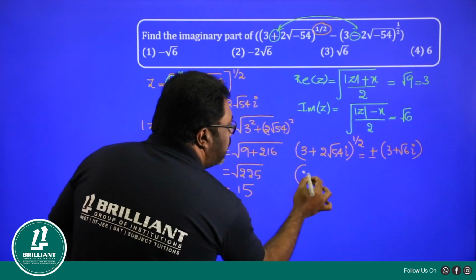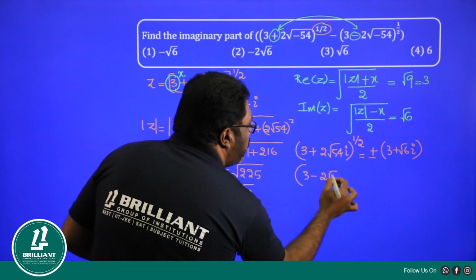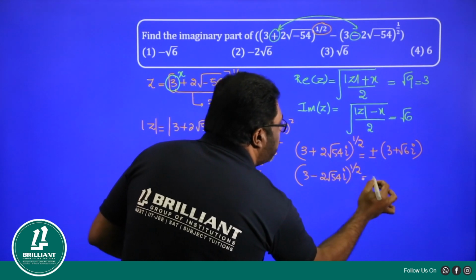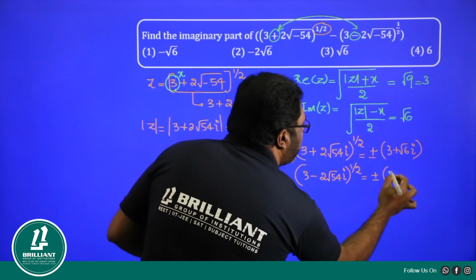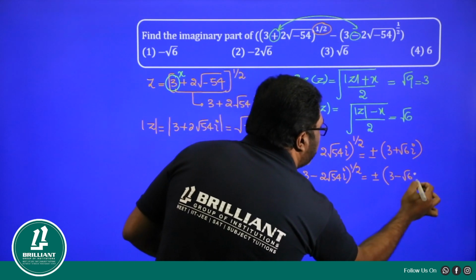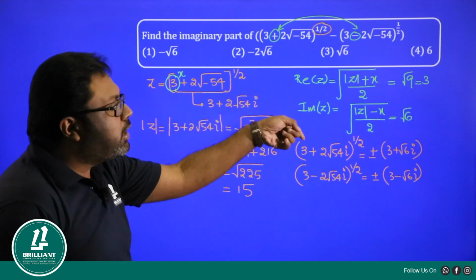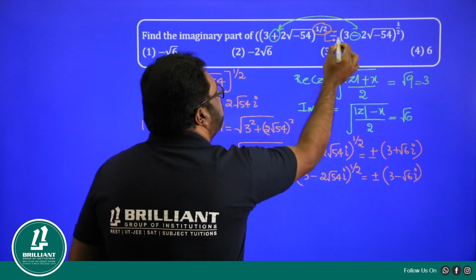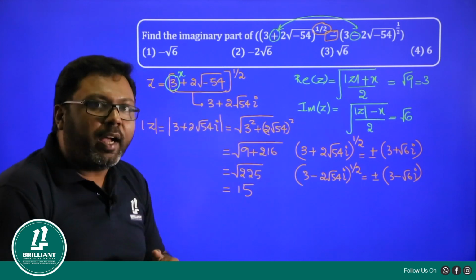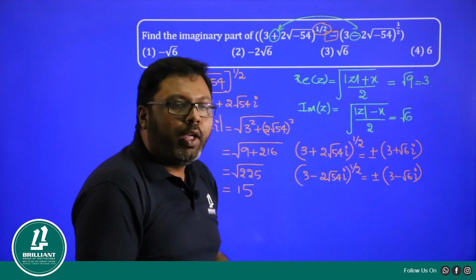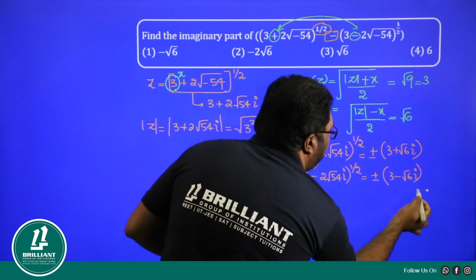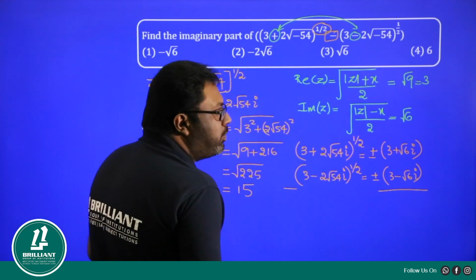The second one, 3 minus 2 root 54i, the whole power 1 by 2, can be written as plus or minus 3 minus root 6i. Now they're asking you to subtract the two complex numbers. So when you're subtracting the two complex numbers, what happens? 3 and 3 will go, and you will have the imaginary part going to be what? When I subtract these two complex numbers, what will I get?